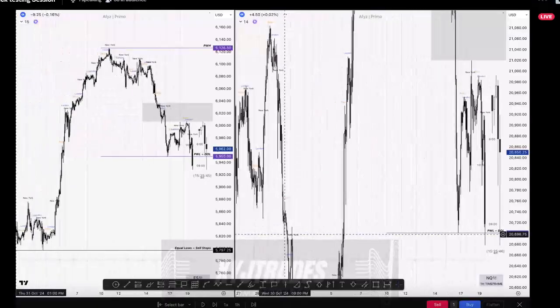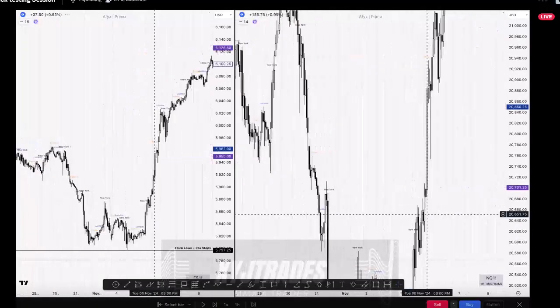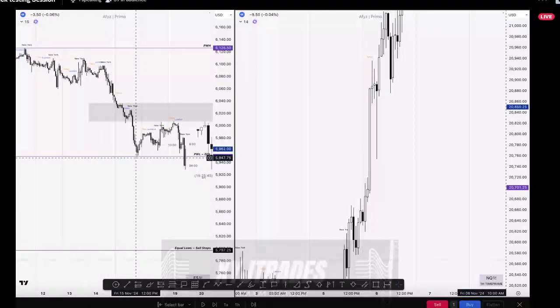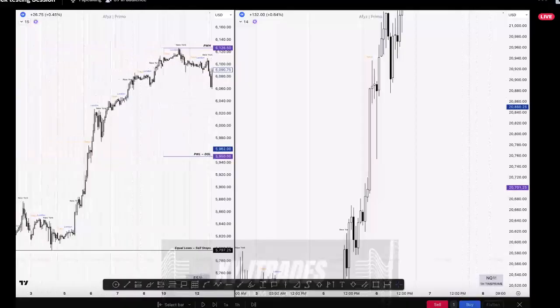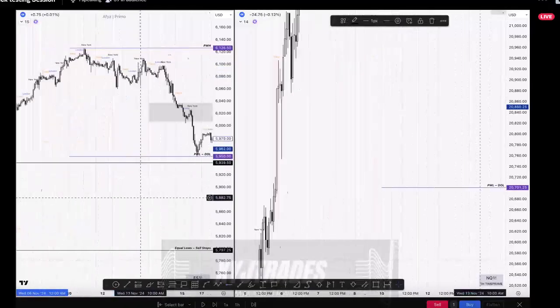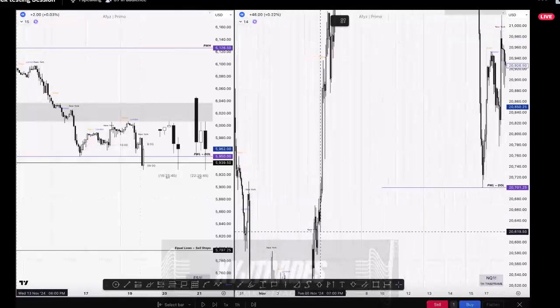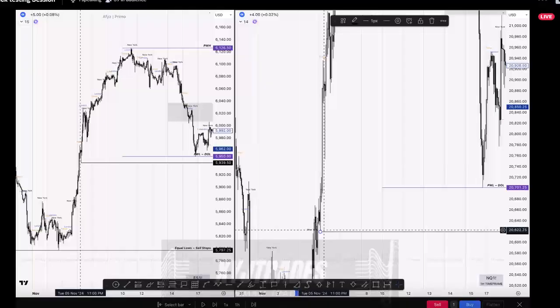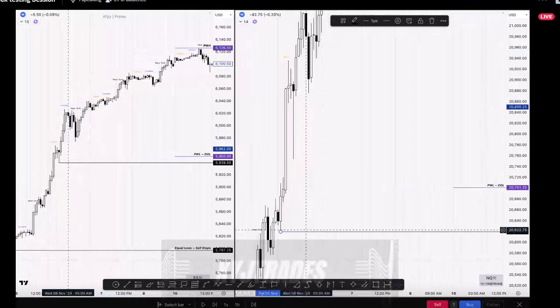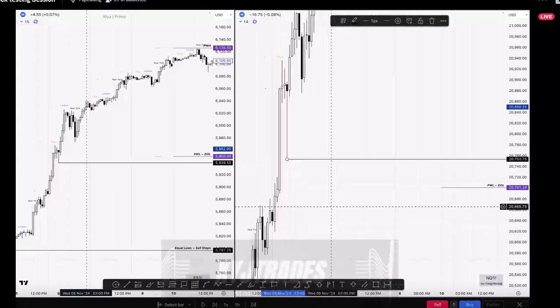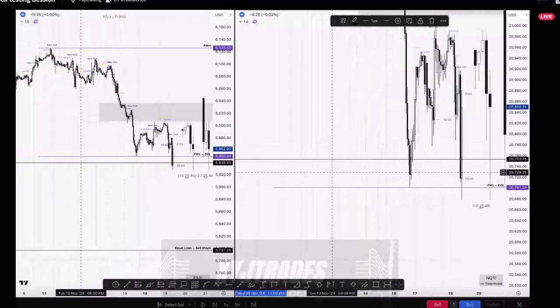So I have to zoom out and look left. Okay, I have to see SMT below the previous week low on the hourly chart. I'm going to mark out that liquidity. Okay. Both indices take out this low.